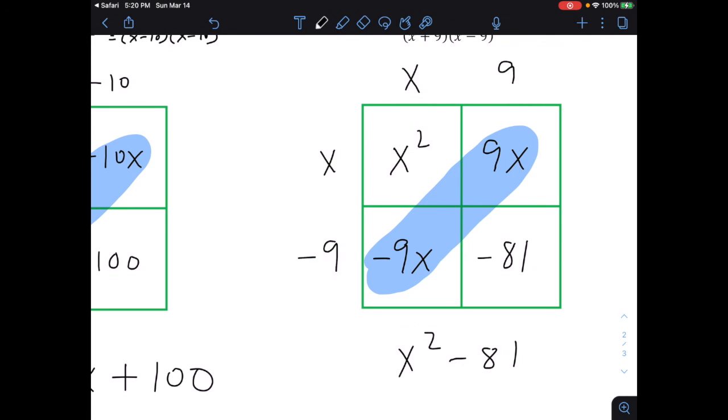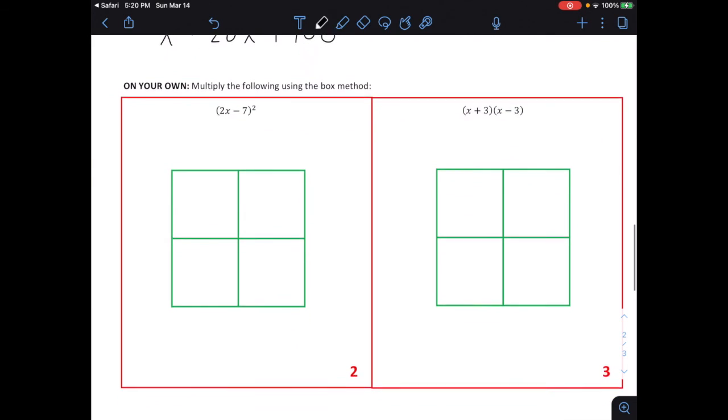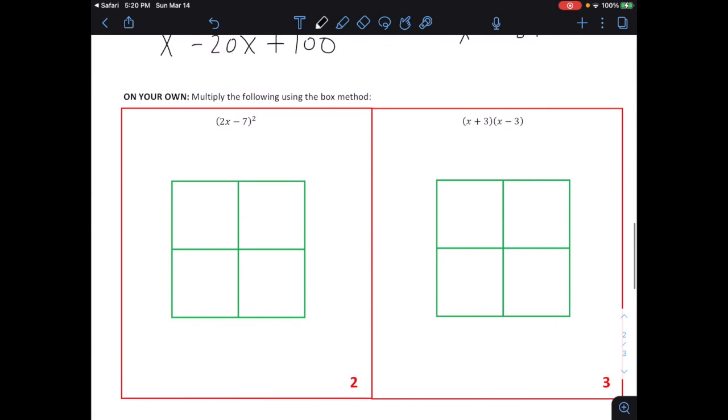All right. So you have 2 to try on your own. Let's see here. Yeah, so the first one is a little different than the one that I did because of that 2 in front of the x. So that's going to change things a little bit, but you know how to deal with that, so you should be able to do that without too much trouble.